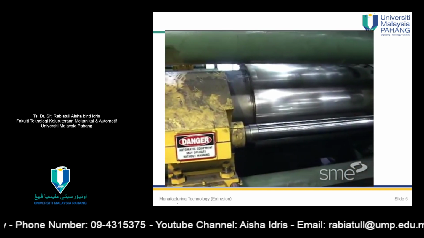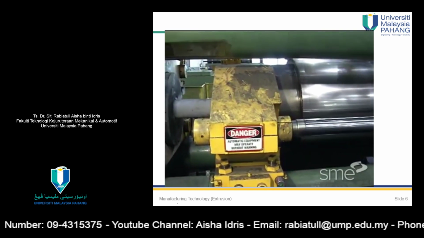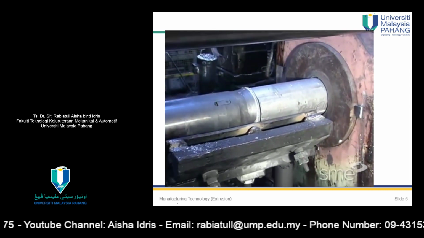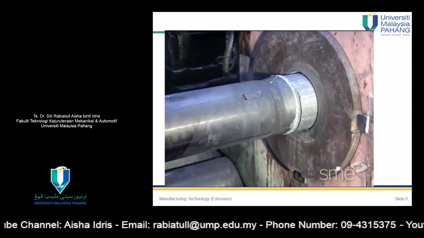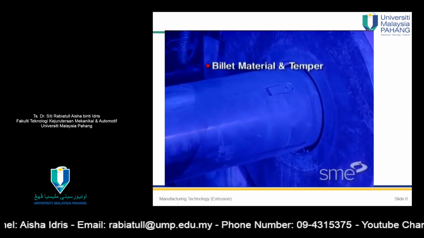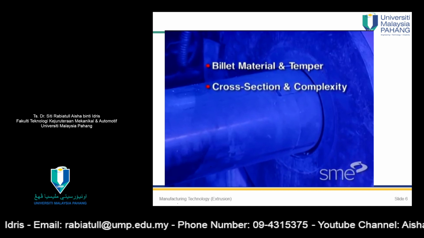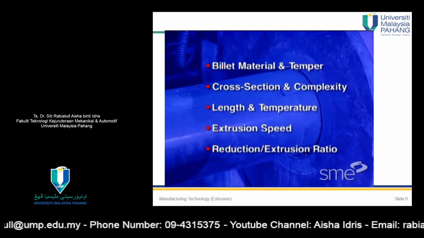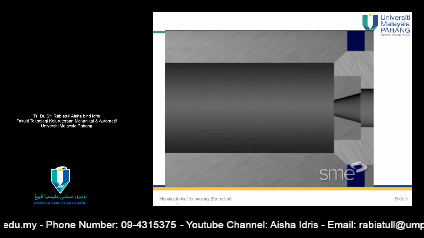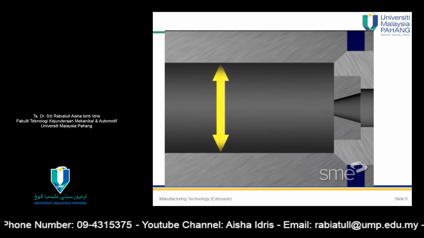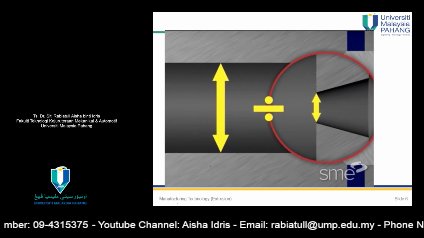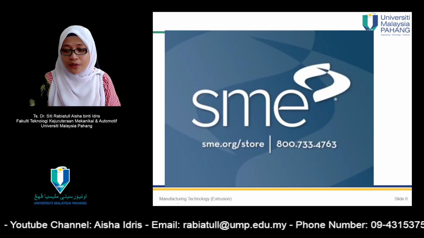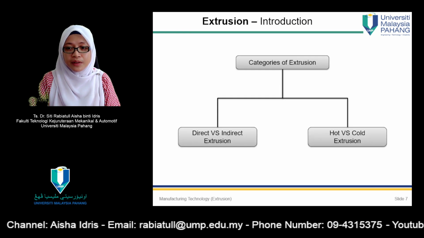Hot extrusion is most commonly performed on horizontal hydraulic presses. Hot extrusion presses are usually rated in force capacity, which translates to the amount of pressure applied to the billet. That pressure depends on billet material and temper, its cross-section and complexity, length and temperature, extrusion speed, and reduction or extrusion ratio. The extrusion ratio equals the cross-sectional area of the container liner divided by the cross-sectional area of the die openings. So that's it for the extrusion process in general.